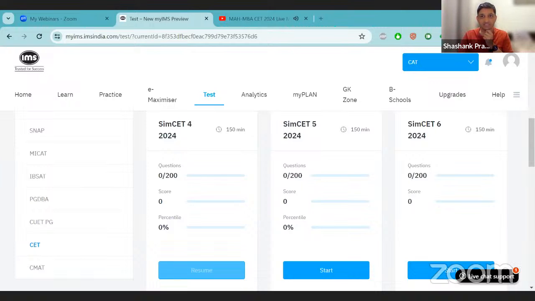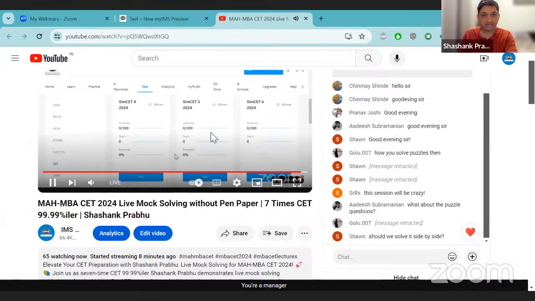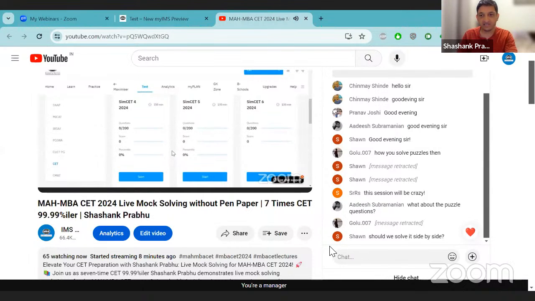So just give me a second. I'm not sure if the screen that I'm sharing is the screen that you can see. I'll just check my stream once. Some people are asking, should we solve it side by side? Yeah, so I just came to the YouTube screen once. I think I'll have to share my window. Okay, I'll do that. And how do I solve puzzles? Yeah, that is something which even I was wondering. But then I thought, chalo, let's do this.